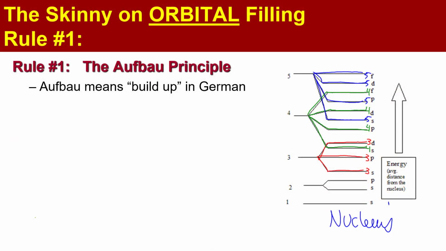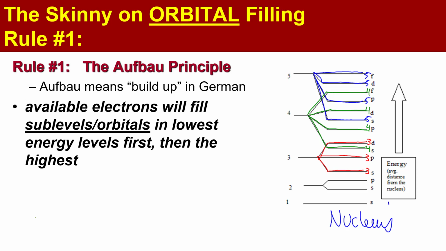Our first rule, number 1, is known as the Aufbau principle, and you may remember that from an earlier video where we mentioned it. Aufbau means build up in German. What are we building up? Well, electrons, of course. The way the Aufbau principle works is that available electrons fill the sublevels and orbitals in the lowest energy levels first, then proceed on to the higher ones.